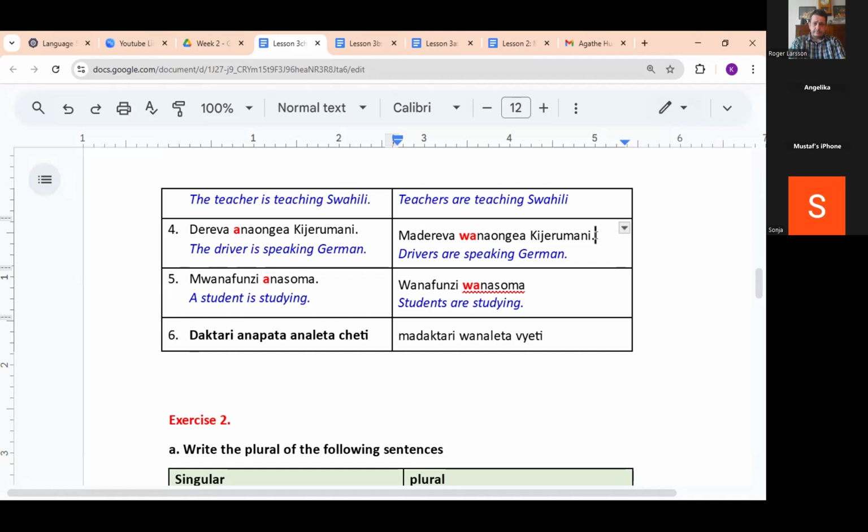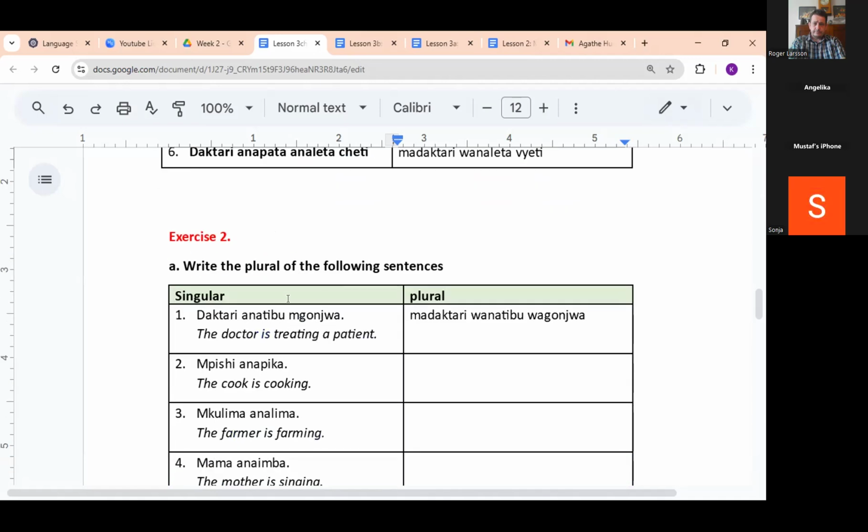Cheti is a certificate, and if there are many we say vyeti, certificates. Normally it's cheti cha kuzaliwa, birth certificate. Okay. Right, the following sentences in plural. Daktari anatibu mgonjwa, madaktari wanatibu wagonjwa.